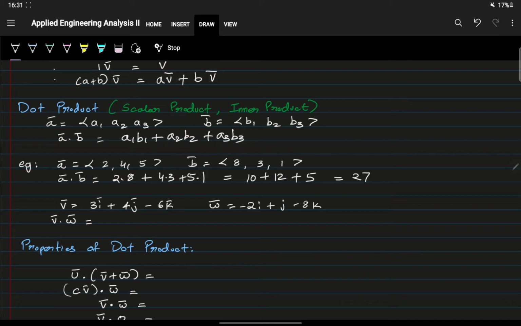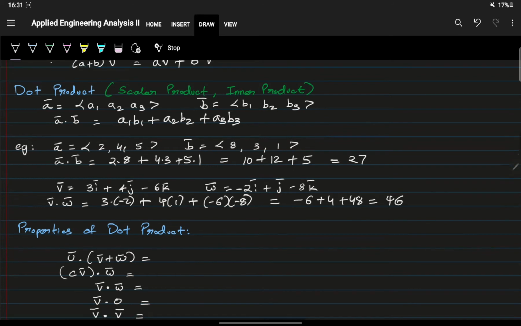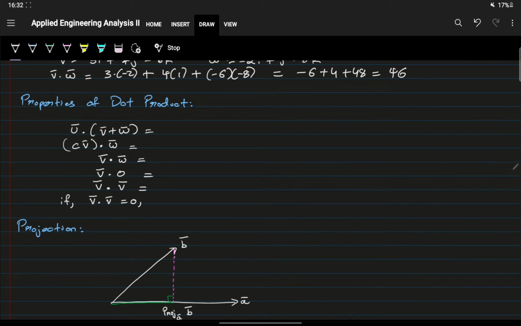Let us also see it in another representation, in the standard basis vectors. When we have two vectors of this format, the dot product will be the sum of the products of the coefficients of the principal axes. So this would be minus 2 times something, 4 into 1, plus minus 6 into minus 8, giving 46.